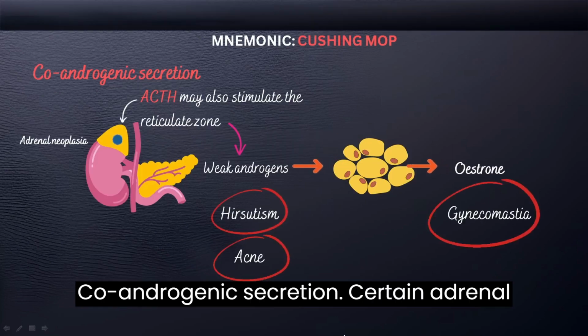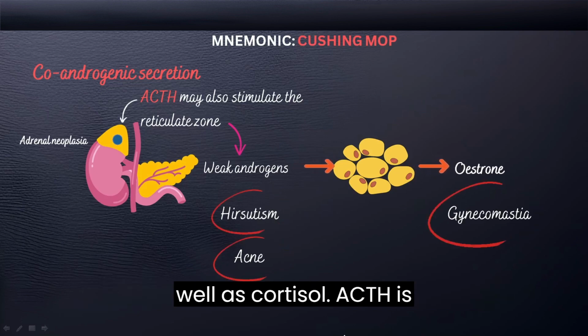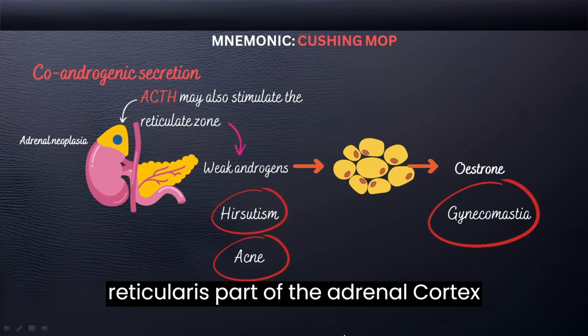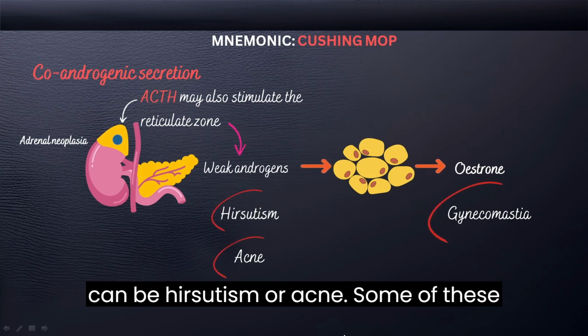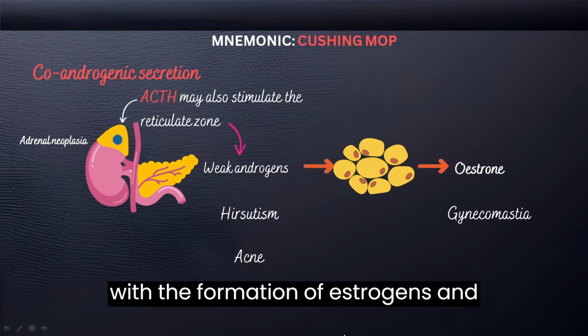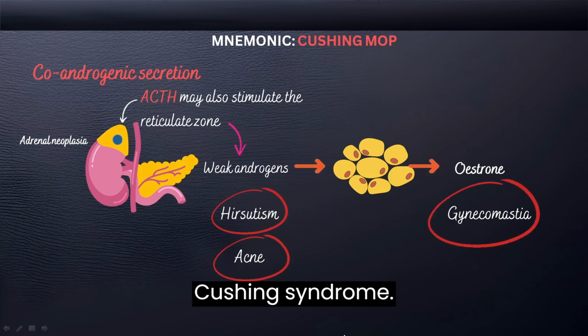Co-androgenic secretion. Certain adrenal gland tumors may produce androgens as well as cortisol. ACTH is also able to stimulate the zona reticularis part of the adrenal cortex and release weak androgens. The effect can be hirsutism or acne. Some of these weak androgens undergo aromatization with the formation of estrones and gynecomastia in certain patients with Cushing syndrome.